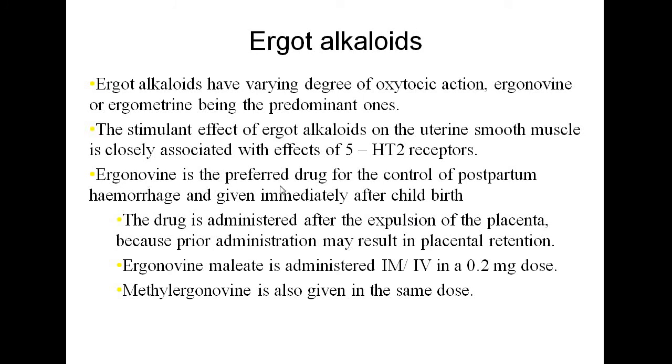Ergonovin is preferred for control of postpartum hemorrhage and is given immediately after birth. That is, it is administered after the expulsion of the placenta, because if it is administered before the placenta is expelled, the placenta may be retained in the uterus. The reason being, ergonovin causes global uterine contraction. Both the cervix and the fundus will contract. The dose of ergonovin and methylergonovine or methyl ergometrin is intramuscular or intravenous 0.2 milligrams.